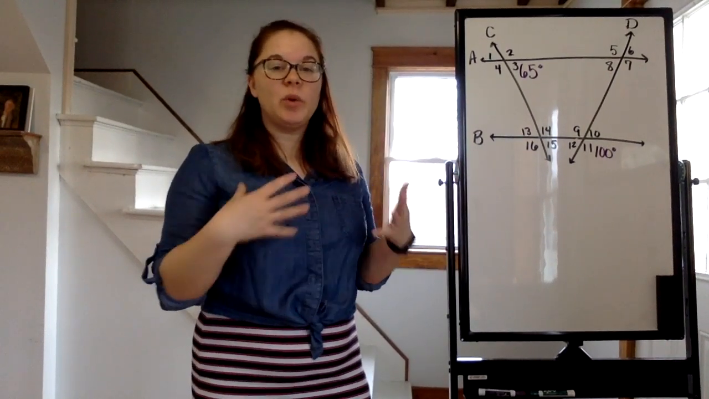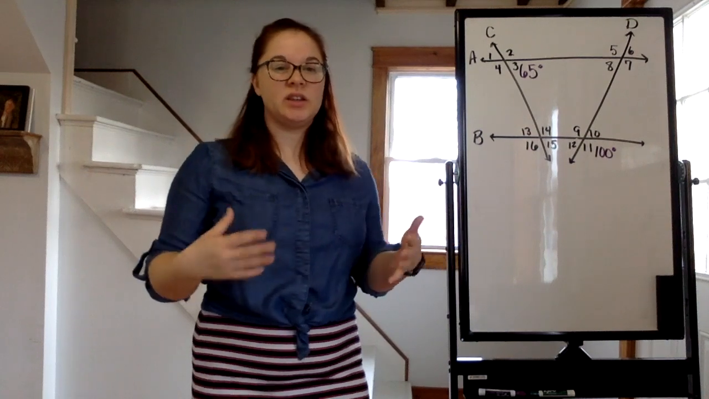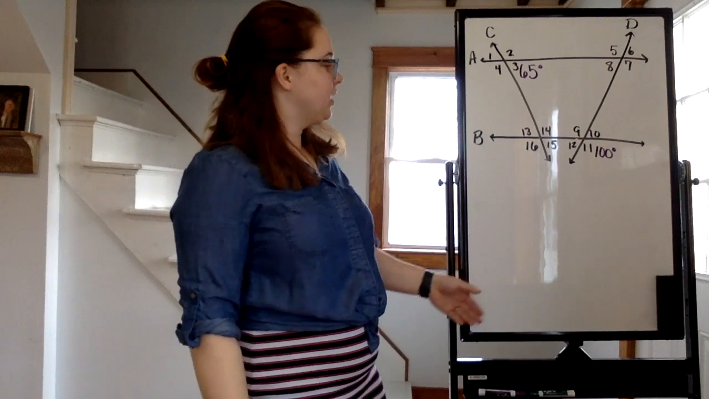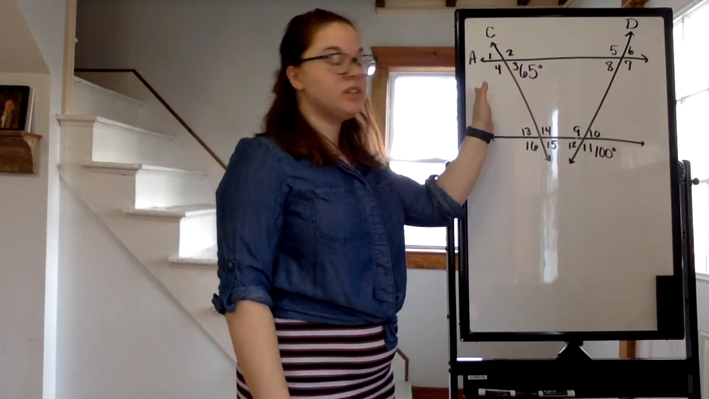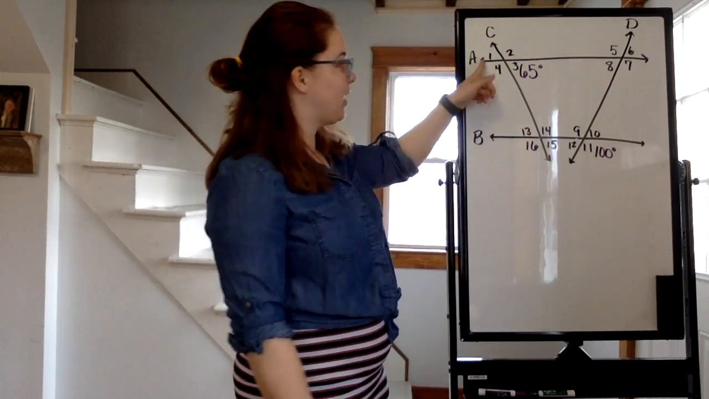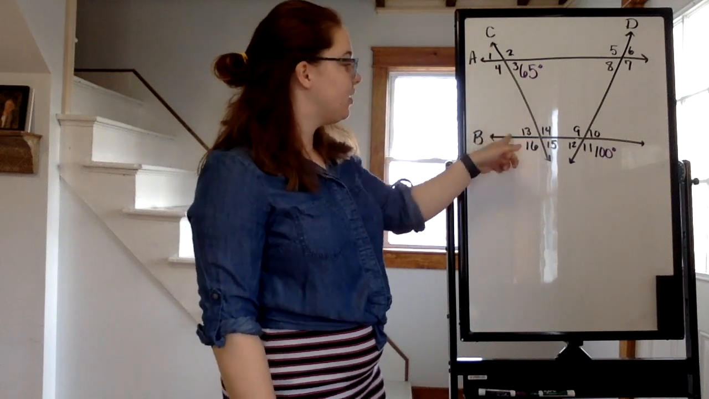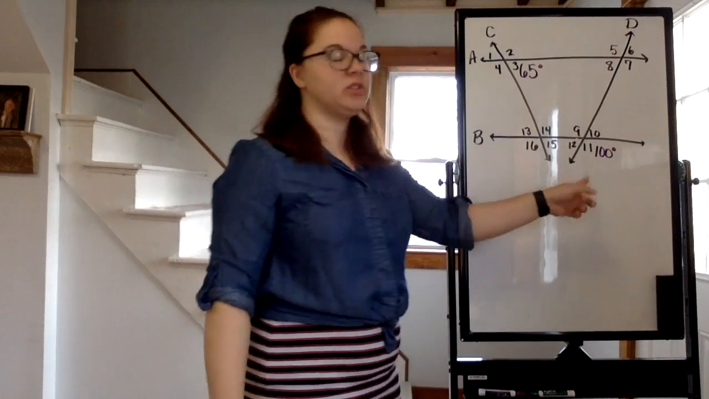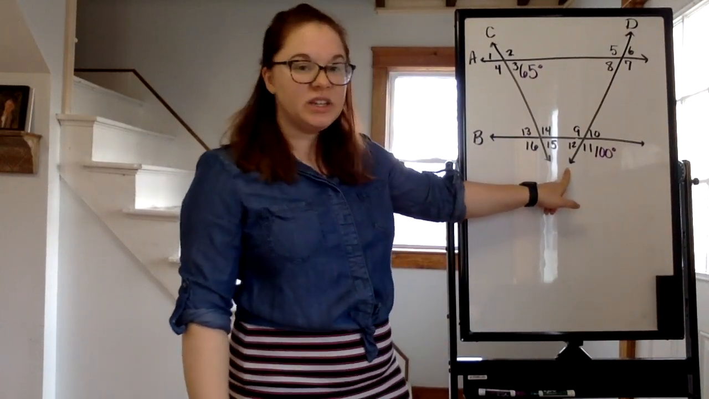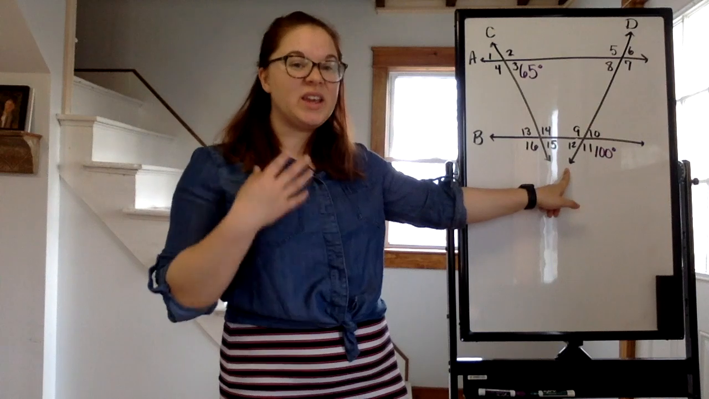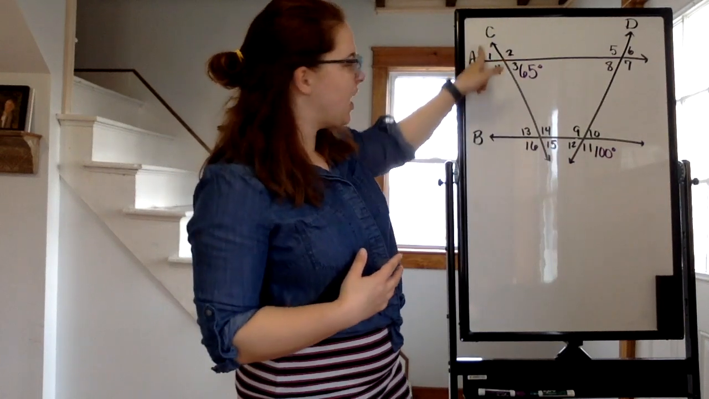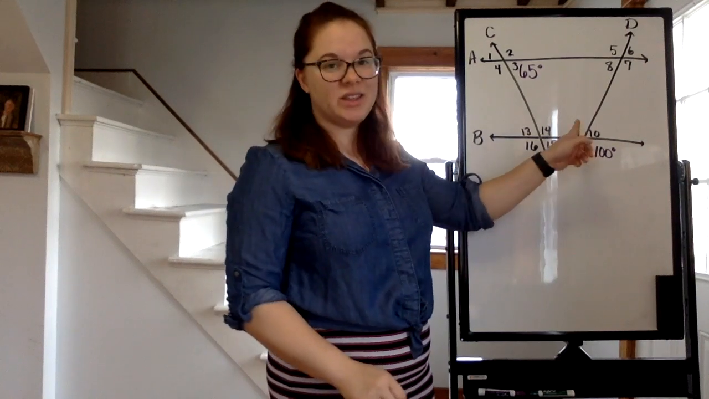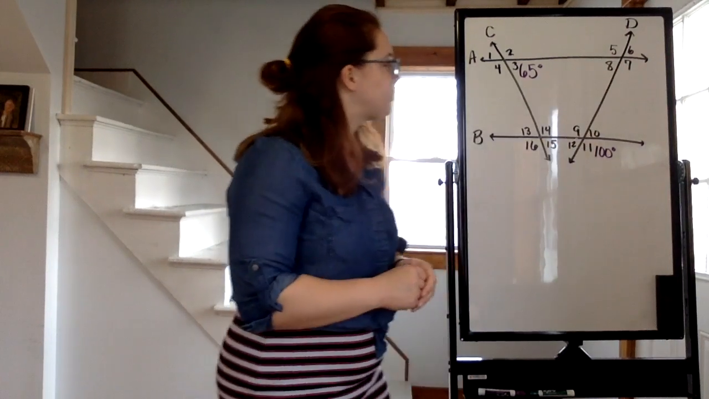So what I'm going to do is take these transversals separately. I'm going to start on the left with this transversal. So I'm working with angles 1, 2, 3, and 4, 13, 14, 15, and 16. And I'm going to ignore this other transversal here because transversal D does not have any impact on the angle measures for transversal C. So we're going to pretend that this half does not exist.